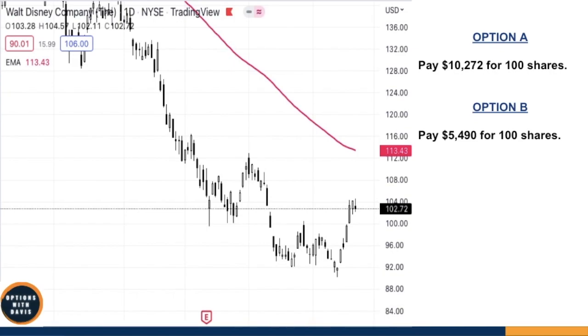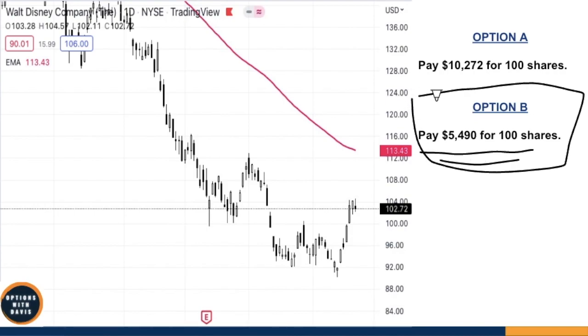Now, you might be thinking to yourself, is this a trick question? Obviously, we would want to just pay $5,490 for the shares. Why do I want to pay more when I can pay less? And this is the thing: a lot of people do not realize that there is an option B.